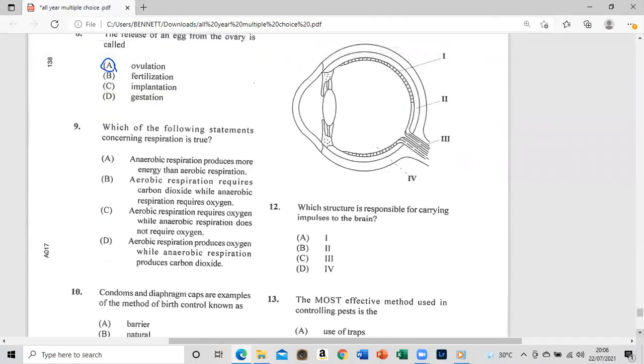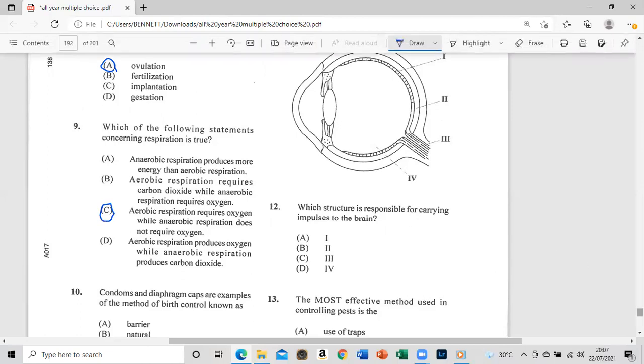Which of the following statements concerning respiration is true? Anaerobic respiration produces more energy than aerobic respiration. That is not true. Aerobic respiration requires carbon dioxide, while anaerobic respiration requires oxygen. That is not true. Aerobic respiration requires oxygen, while anaerobic respiration does not require oxygen. So the answer for number 9 is C. That is indeed true.